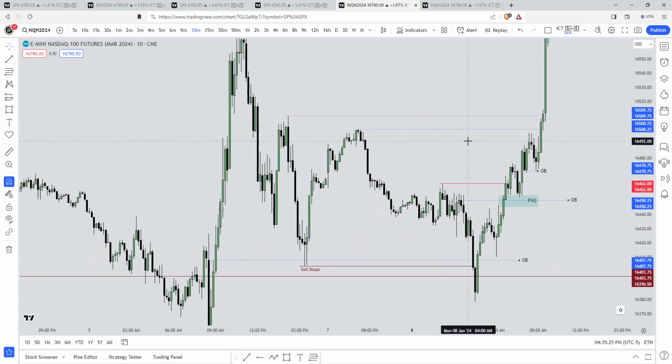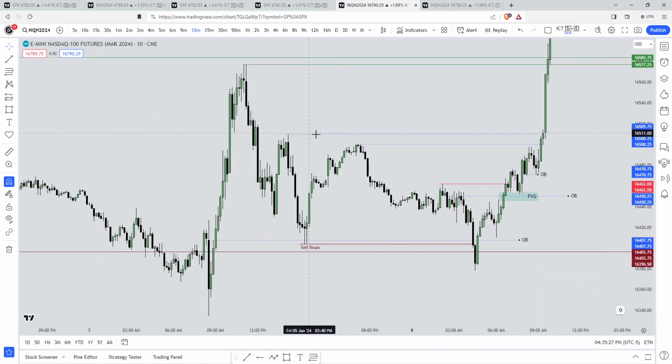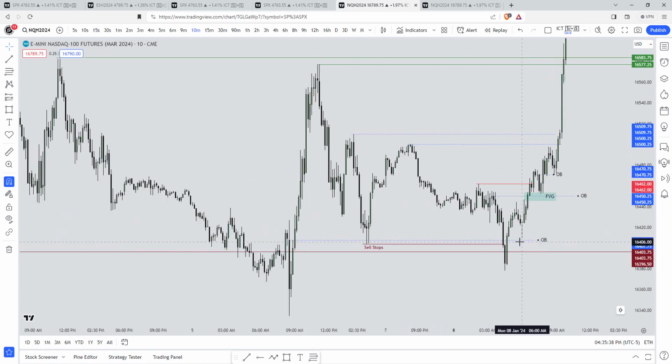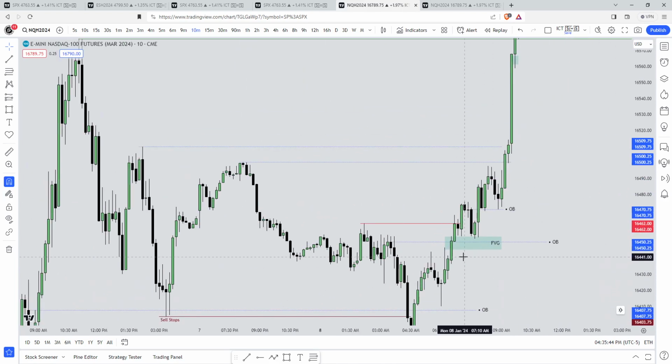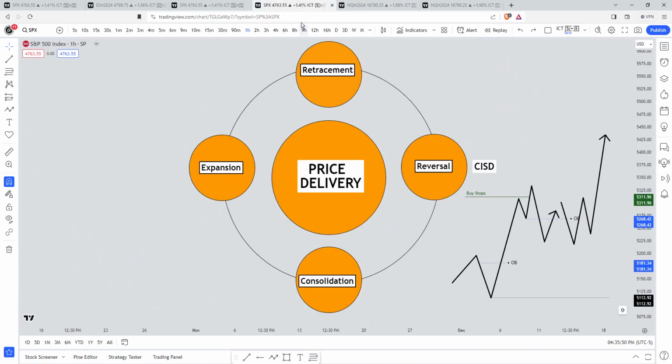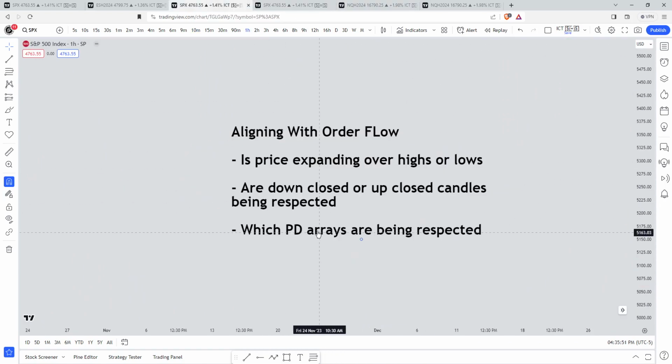So some people look at this and they're just completely waiting for it to take out this buy side to go short. But what has the algorithm been doing from this point to this point? Well, it's proving to us that order flow is bullish because it returned back to a bullish order block, respected that, took out sell stops, and expanded away from that. And since it expanded away from those sell stops, it's just constantly giving feedback that order flow is bullish. It's respecting bullish PD arrays.